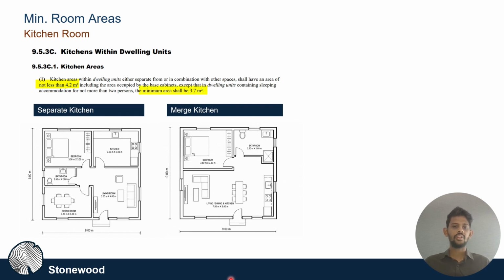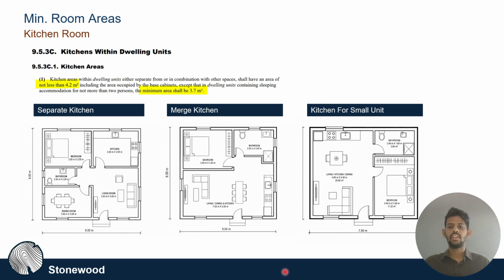So when do we need 3.7? It says dwelling units containing sleeping accommodation for not more than 2 persons, the minimum area shall be 3.7. Basically if it's a very small apartment or small unit, then you can use 3.7. So in this case, the kitchen is merging with the living and dining area, so we need 3.7, but the maximum occupant load is going to be 2, so 1 bedroom basically maximum. So if you are making a smaller apartment or a basement unit and you have only 1 bedroom, then you can use these ones.